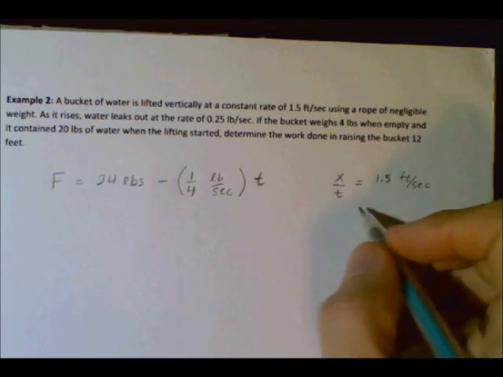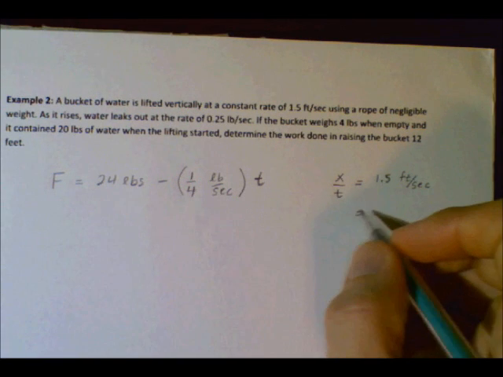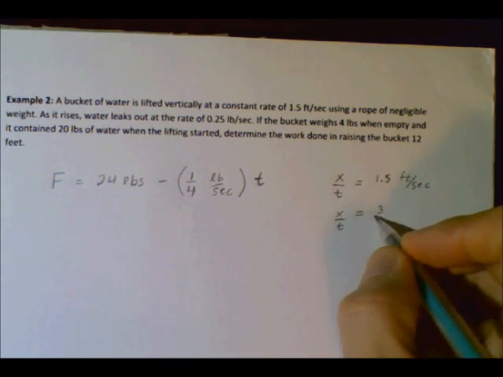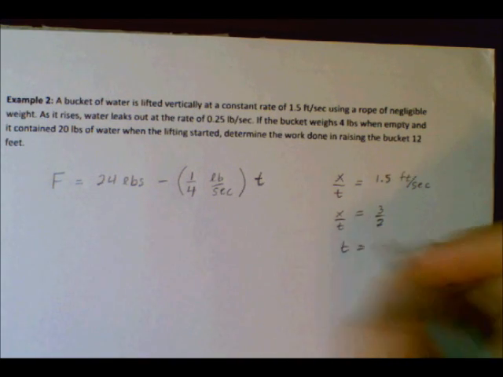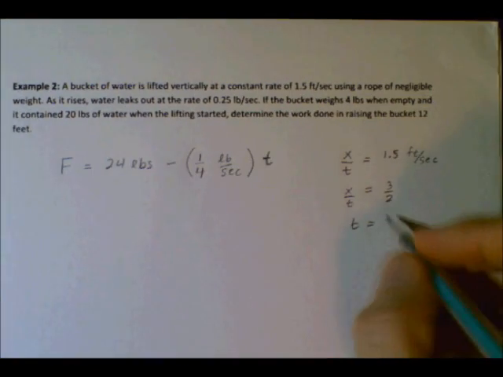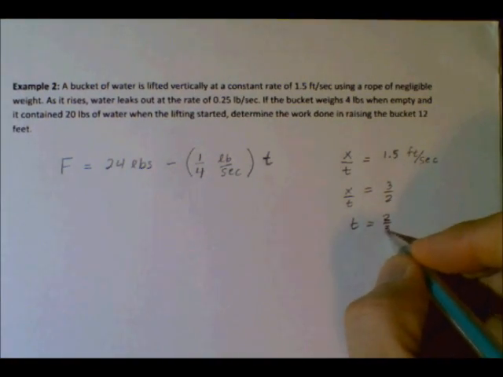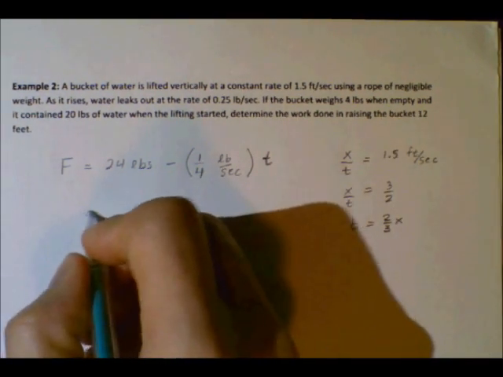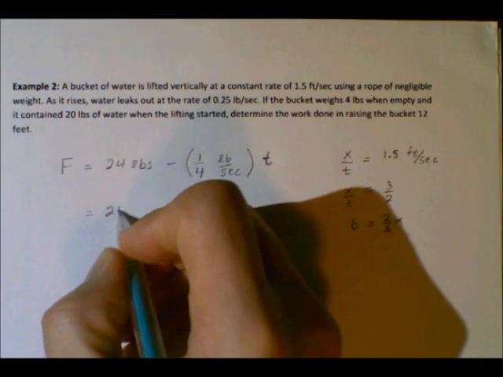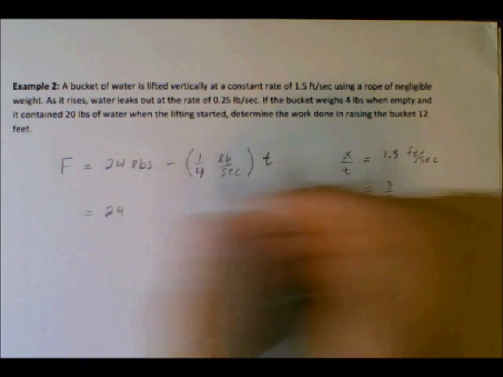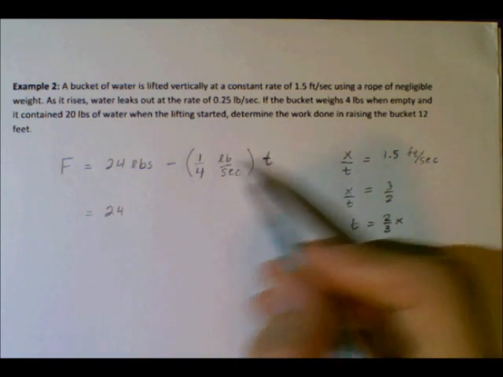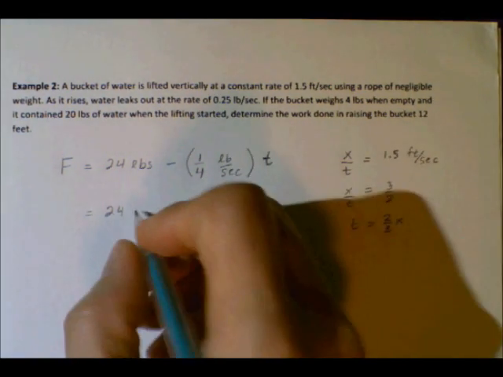Let's solve for t. Oh, by the way, let me do this. x over t is 3/2. Solve for t. You get t equals 2/3 times x. Plug that in here. Notice that t is in seconds, right? Seconds are going to cancel. This is going to end up being in pounds.